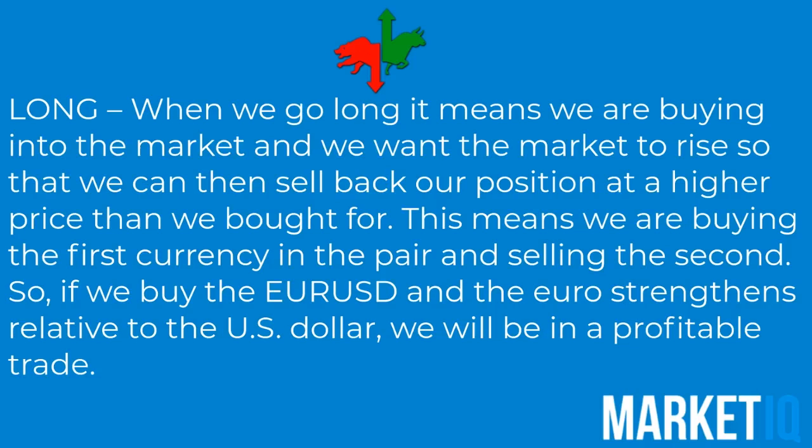This means we are buying the first currency in the pair and selling the second. When you go long, you are buying the first currency in the currency pair. So let's take Euro USD for an example. We buy Euro USD and we want the Euro to strengthen against the US dollar. If the Euro does strengthen against the US dollar, we have turned a profit. We can now sell that position back and we take the profit.